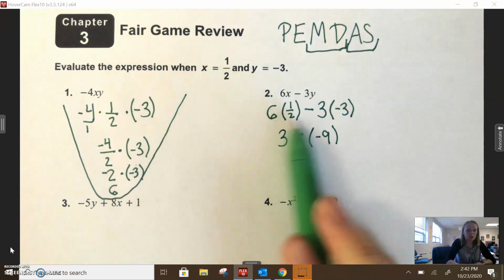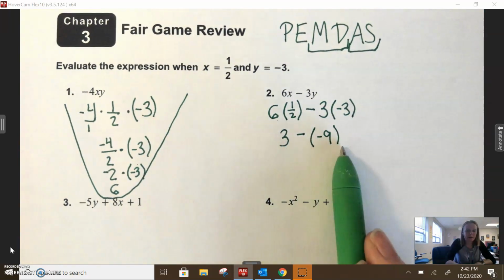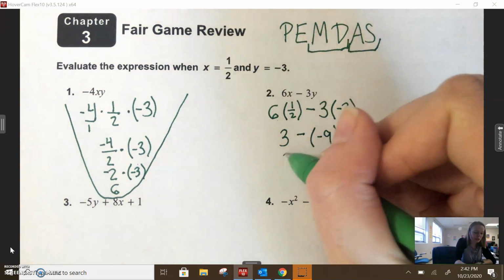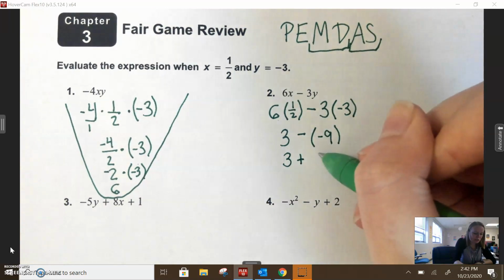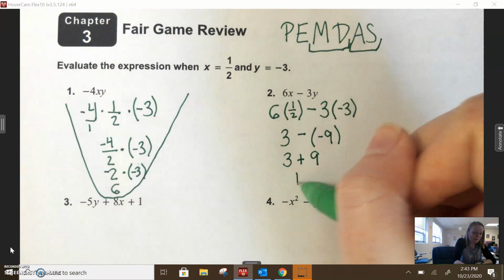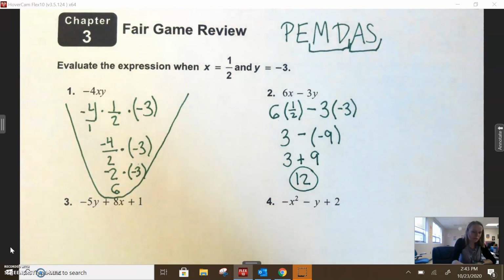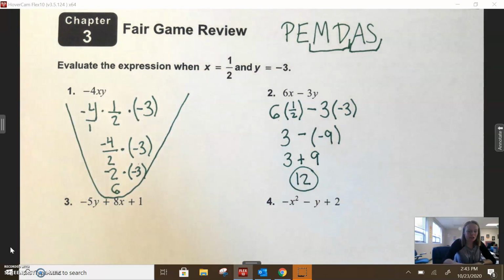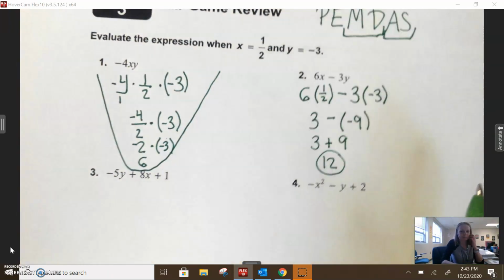So now I've shortened this expression down to 3 minus -9. Since I have subtraction, I'm going to do keep, change, change. So I'm going to keep the 3, change to addition, change to a positive 9, which is going to get me my final answer of 12. So you can still see how I have that V shape here with this problem.